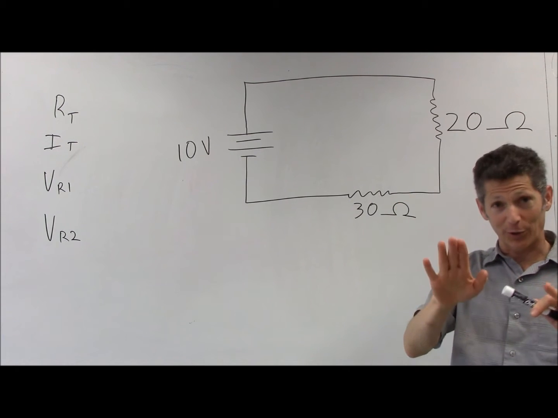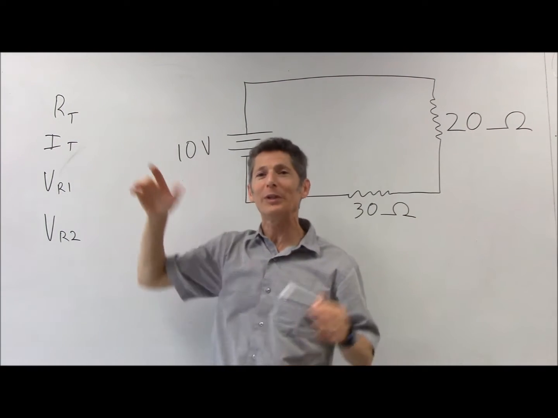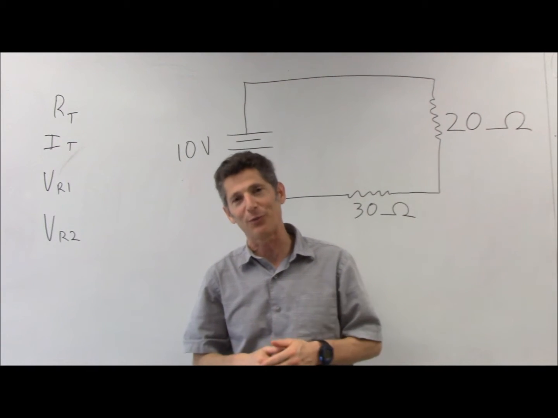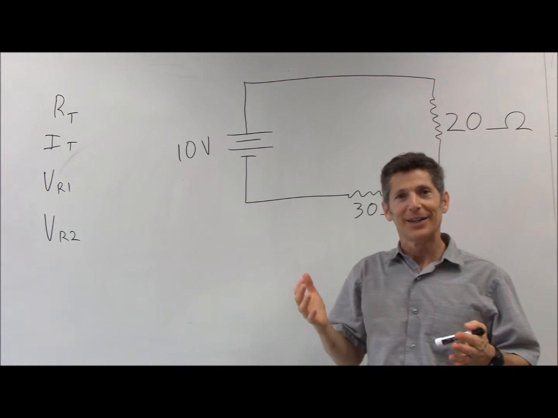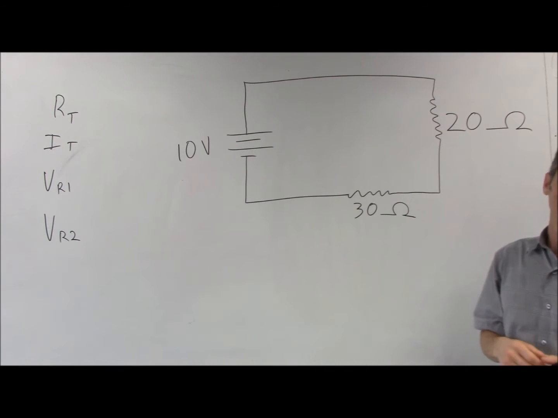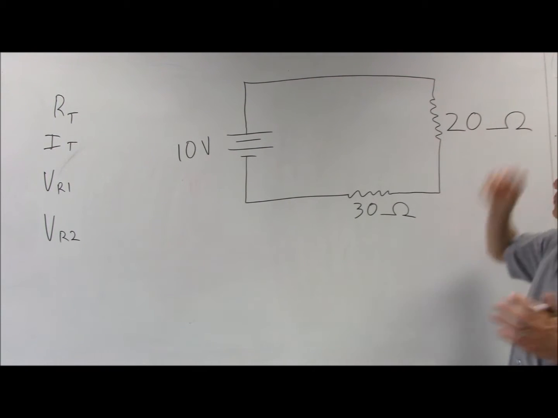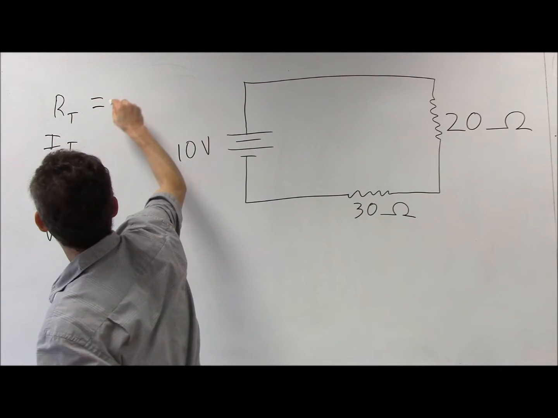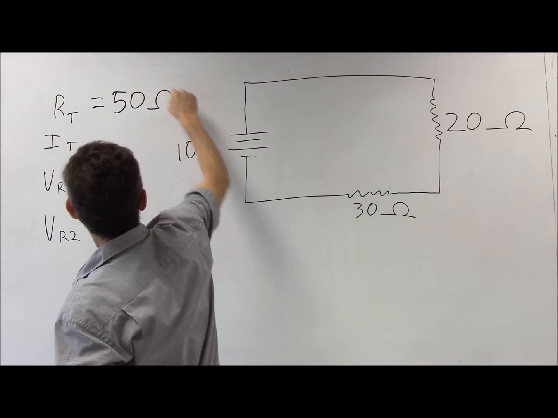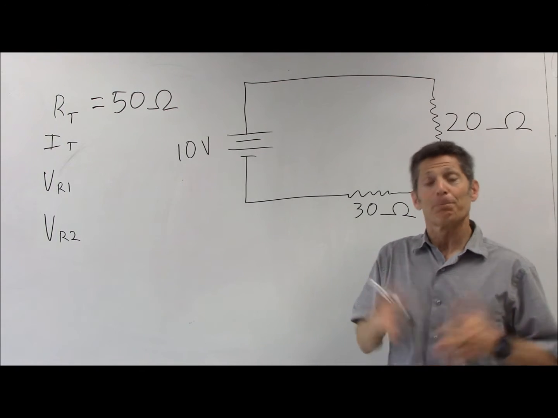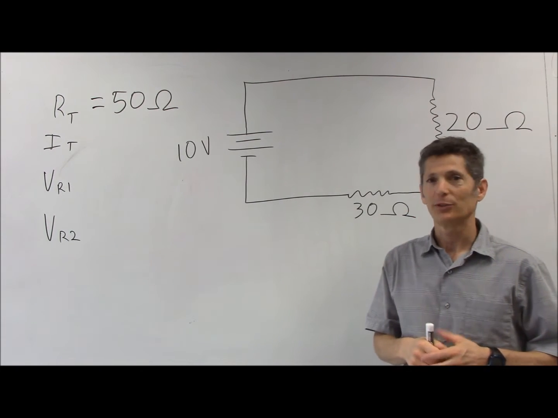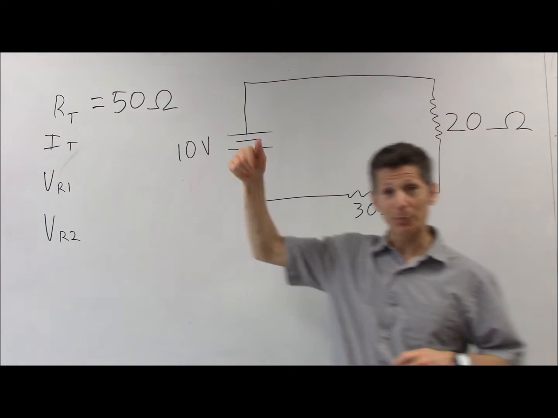The first thing I'm going to do, though, is calculate the total resistance. Now, that's pretty straightforward in a series circuit. Total resistance, what do you think it is? Well, it's just the sum of both resistors. So I'm just going to add them both up. 30 ohms and 20 ohms. Total resistance is 50 ohms. It's going to get a little bit more complicated when we do a parallel circuit. But that's the total resistance. R sub T is total resistance.